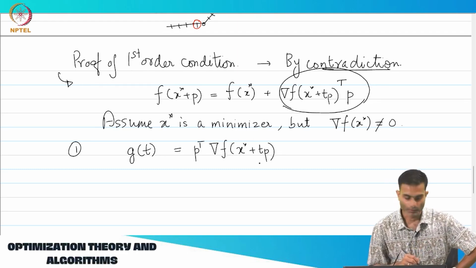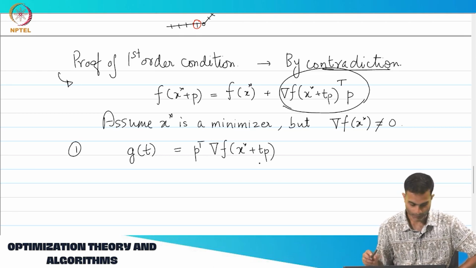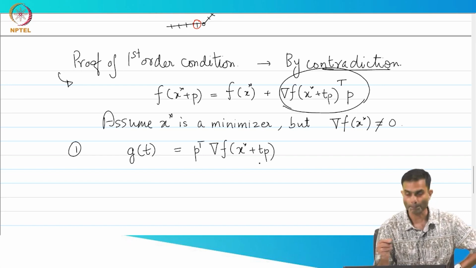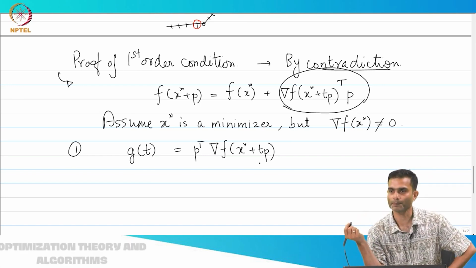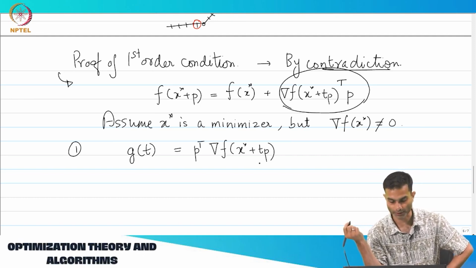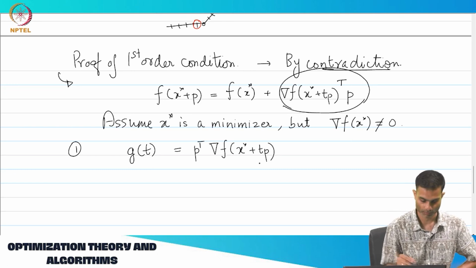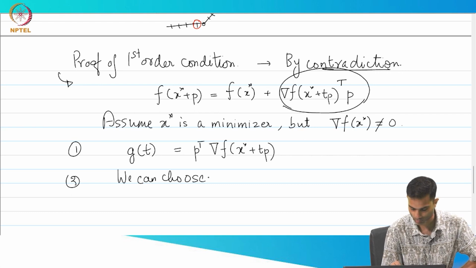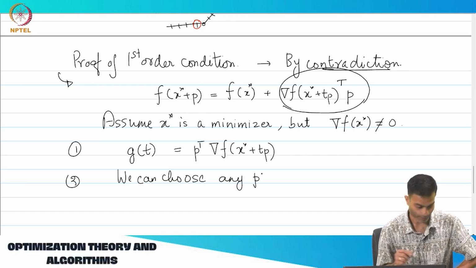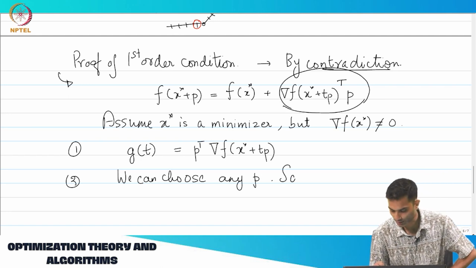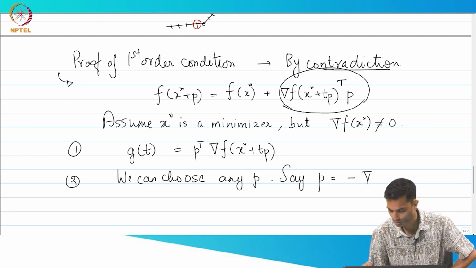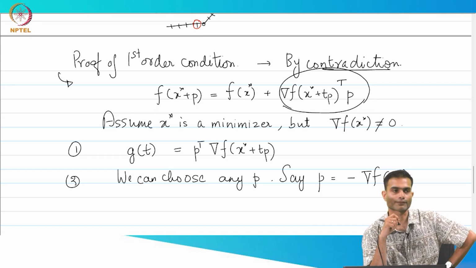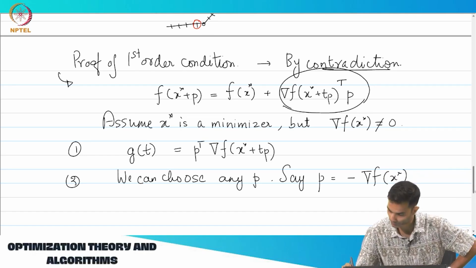Now I'm going to try to see what good this does us. So p is left unspecified. I have not said anything about p. p can be any point that I want. So it's up to me to choose this p. Supposing I choose p to be the negative gradient of f at x star.